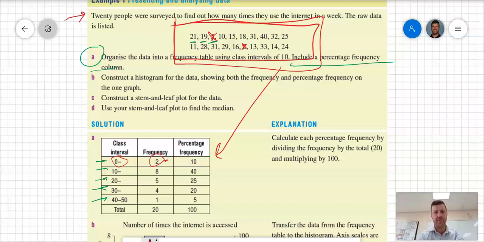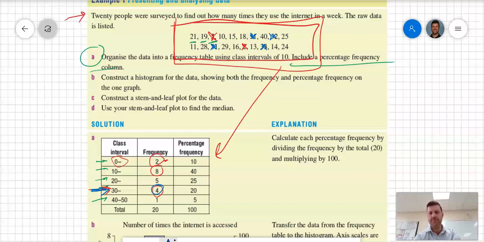Obviously, the second class interval, there's 8 bits of data. Maybe I won't point out those, but in this class interval here, between 30 and 39, there are 4 bits of data. So perhaps if I use a blue pen and I cross out anything that falls in that class interval between 30 and 39. So I've got 1, 2, 3, and miss one there, 4. So they're the 4 bits of data that fall in that class interval of 30 to 39.